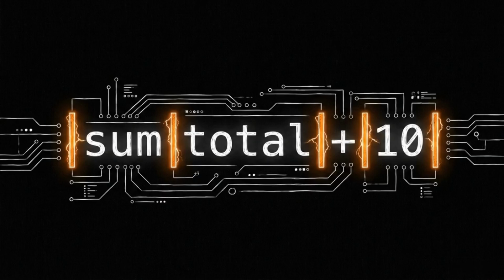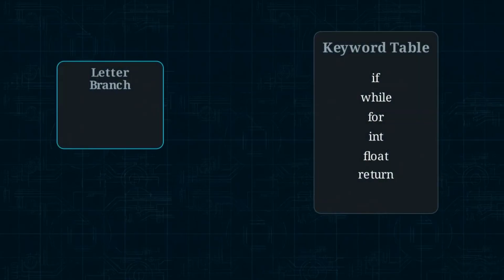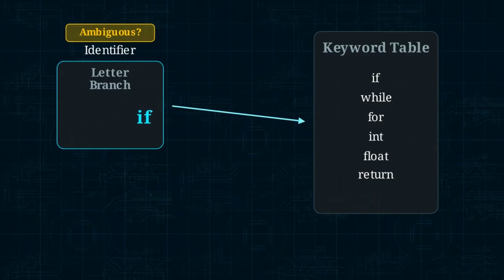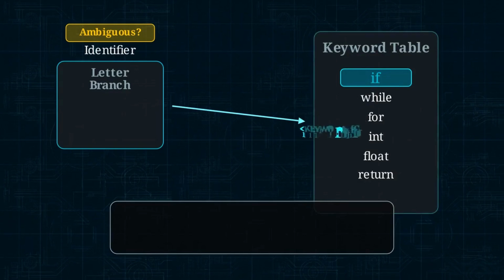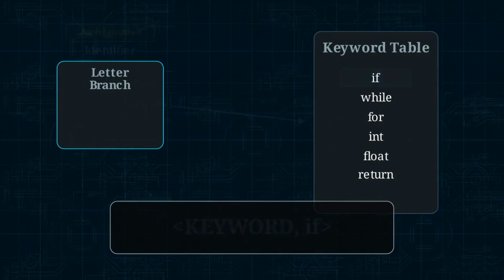Delimiters like spaces or punctuation are the essential triggers in this process. They provide the signal that a pattern is finished and ready for categorization. This creates a problem when the scanner reads a word like if. Because if is made of letters, the basic decision tree would categorize it as a general identifier rather than a reserved language rule. To resolve this, the system performs a secondary lookup.